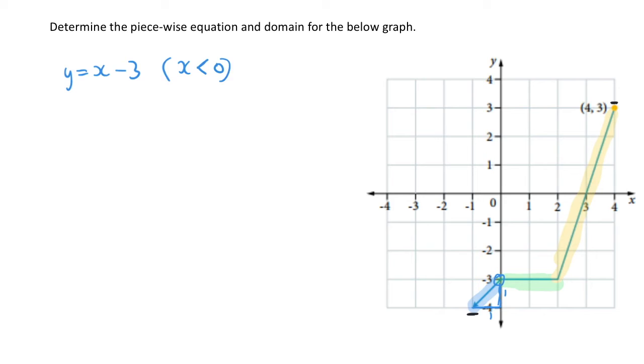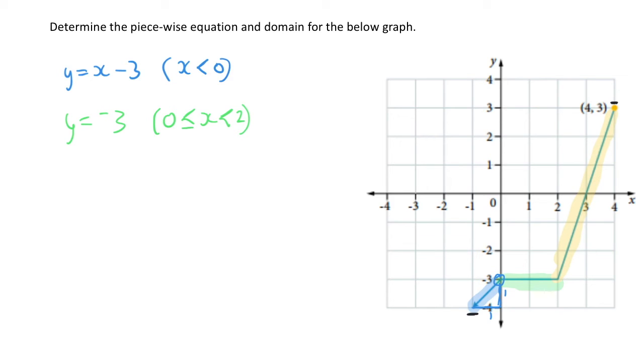Looking at the second equation, the one I've highlighted in green, it's a horizontal line, so it is going to be y is equal to -3. Because it is a horizontal line, it has no gradient, so y is equal to -3, and that occurs when x is between 0 and 2. So my domain is going to be x is in between 0 and 2.